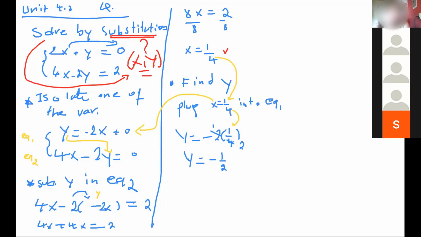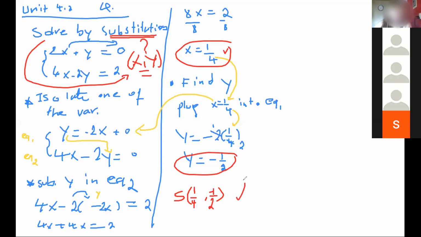So once you have your x, then you have your y. That's it. As we said here, that's the system. You can put them together if you want. You can write the solution as S, and you can put the pairs into parentheses. Which one do we write first? The x. That's right, 1/4, followed by the other number, which is -1/2. And that's basically it.